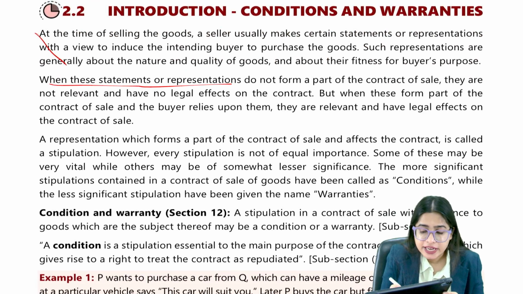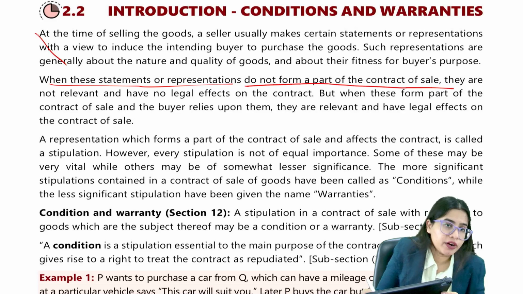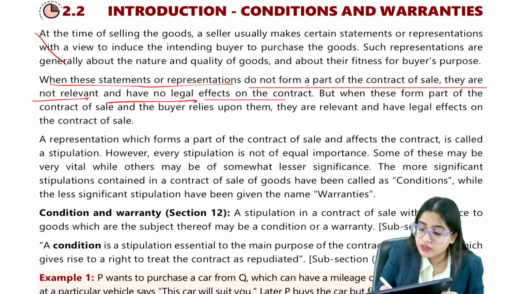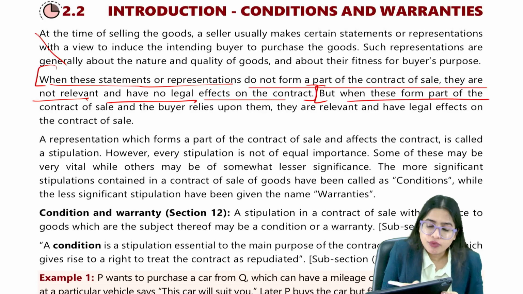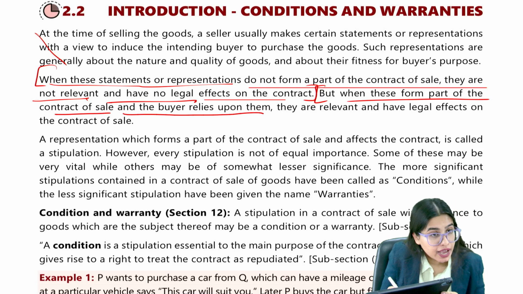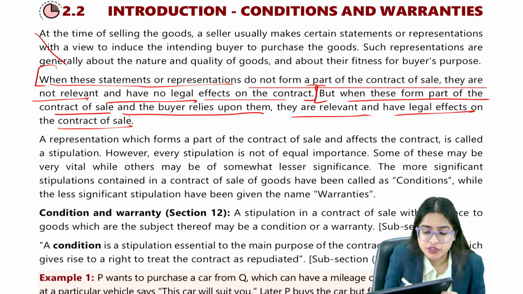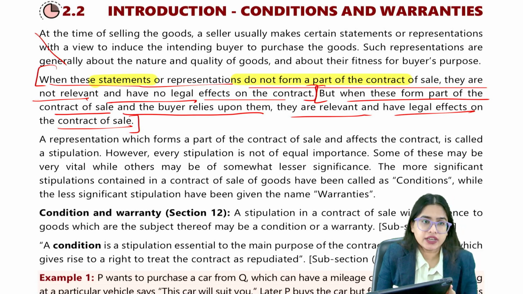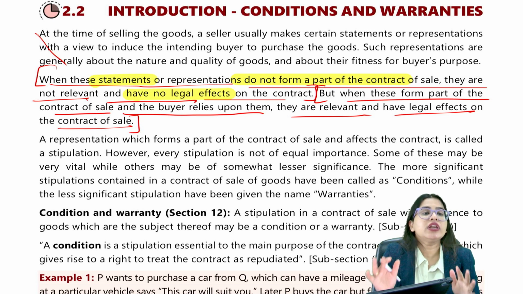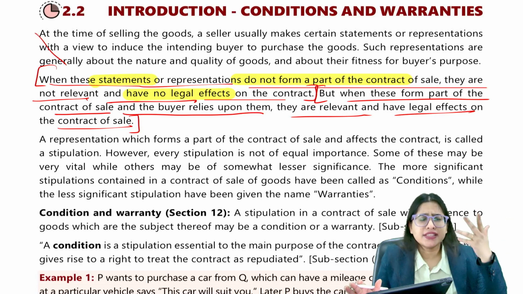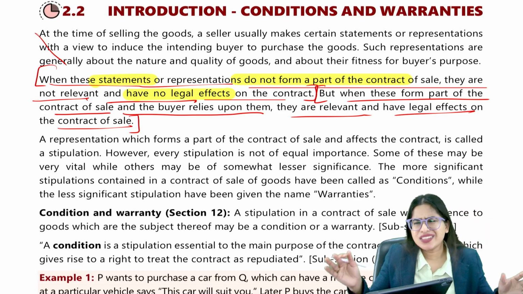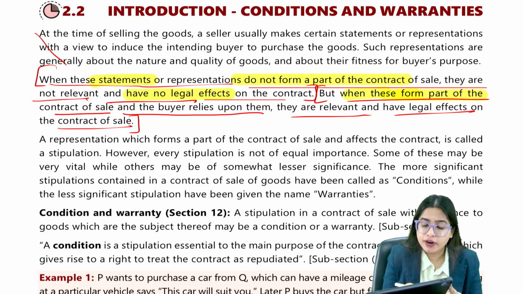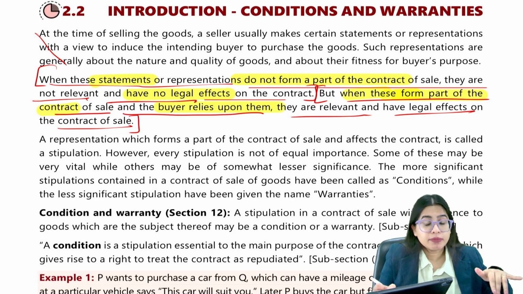Next, when the statements and representations do not form a part of the contract, they are not relevant and have no legal effect on the contract. But when they form a part of the contract, the buyer relies upon them and they are relevant and have legal effect on the contract of sale. What they are trying to say is some statements are not a part of the contract. That means they have no legal effect. Simply, the seller is saying, oh, you are looking like Katrina Kaif in this dress. This is just his opinion. This has no legal effect. Some form part of the contract. That means the buyer relies upon them and they have legal effect.